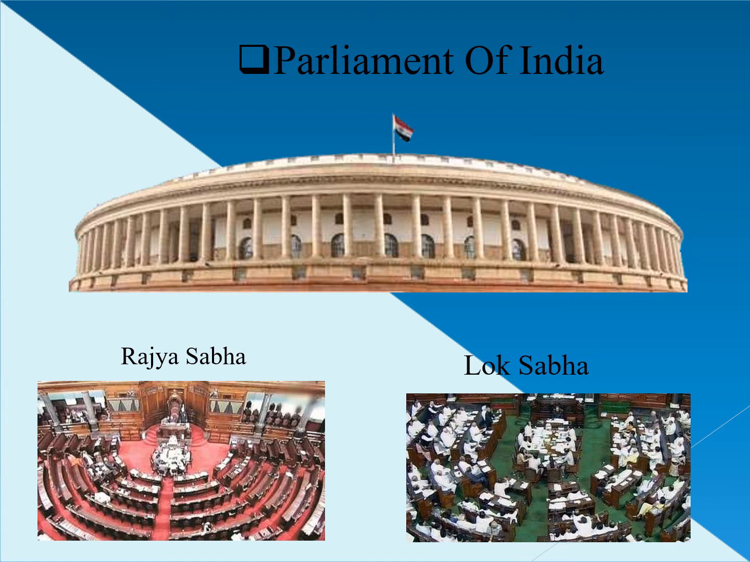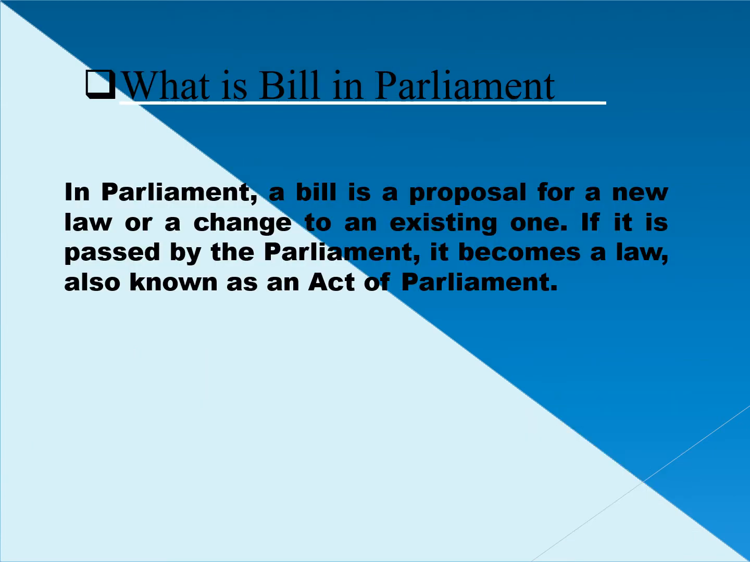We have already discussed this, and it needs majority in the Lok Sabha and the Rajya Sabha both, and then it goes to the president for his signature. Let us first understand what is a law. Now, in parliament, a bill is a proposal for a new law or a change to an existing one. So, if it is passed by the parliament, it becomes a law, and it is also known as an act of parliament. It means that a bill is introduced in the Lok Sabha or in the Rajya Sabha, passed by both the houses, and then it goes to the president for his signature, and then it becomes a law.